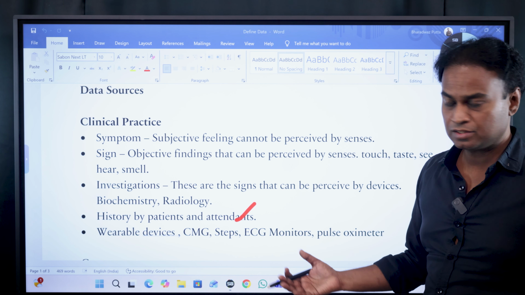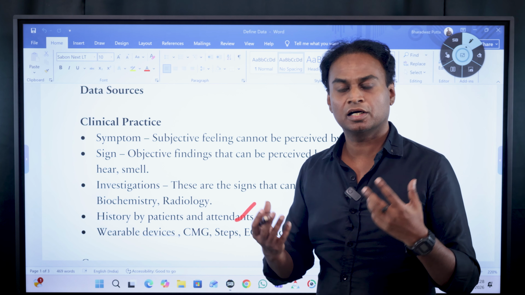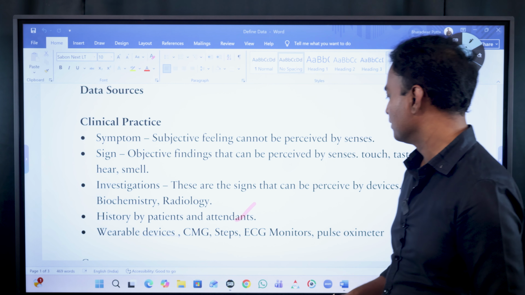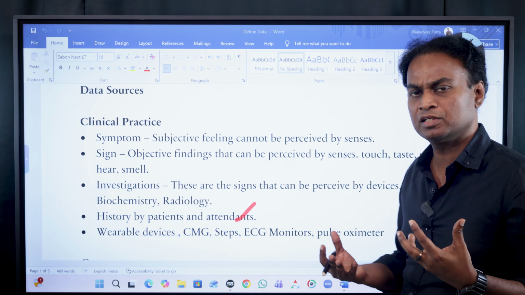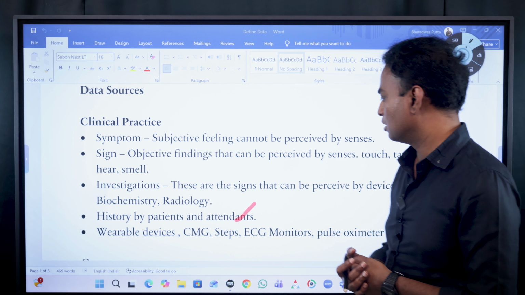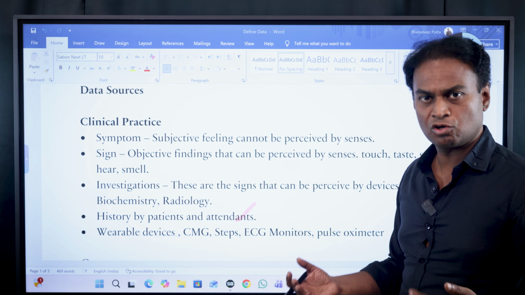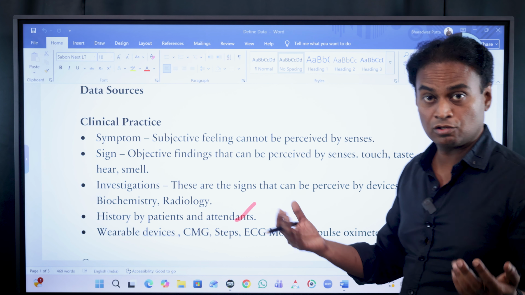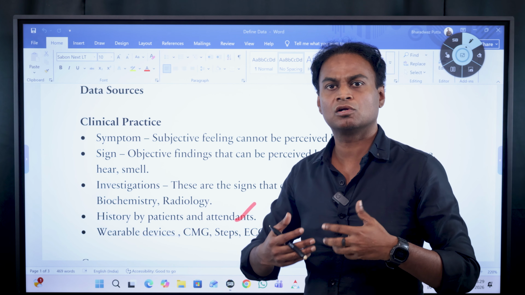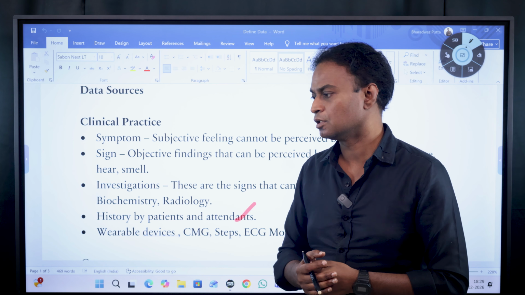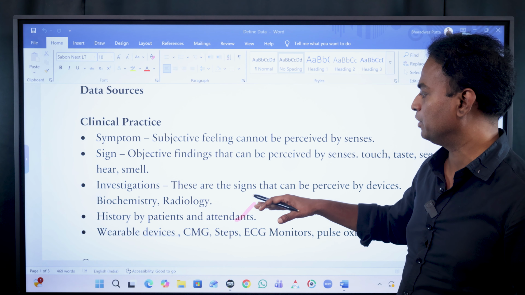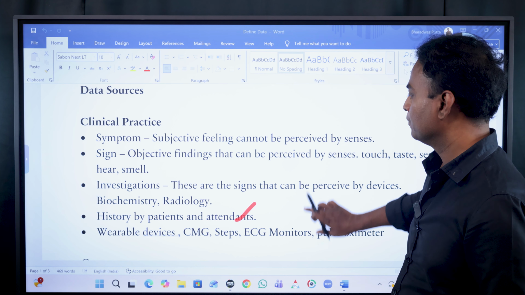Next one, the latest technology, is wearable devices, CGM, continuous glucose monitoring. You wear a small device and you can monitor your glucose continuously. Or ECG, there are some devices where I have seen you just have to place it on your chest and it will record the ECG completely. One more common one is steps, how many steps you walk per day, or pulse oximeter, you just put it onto your finger, and it calculates the percentage of oxygen in your blood, and also the pulse. These are all the latest advancements in the medical field, in how you collect the data.